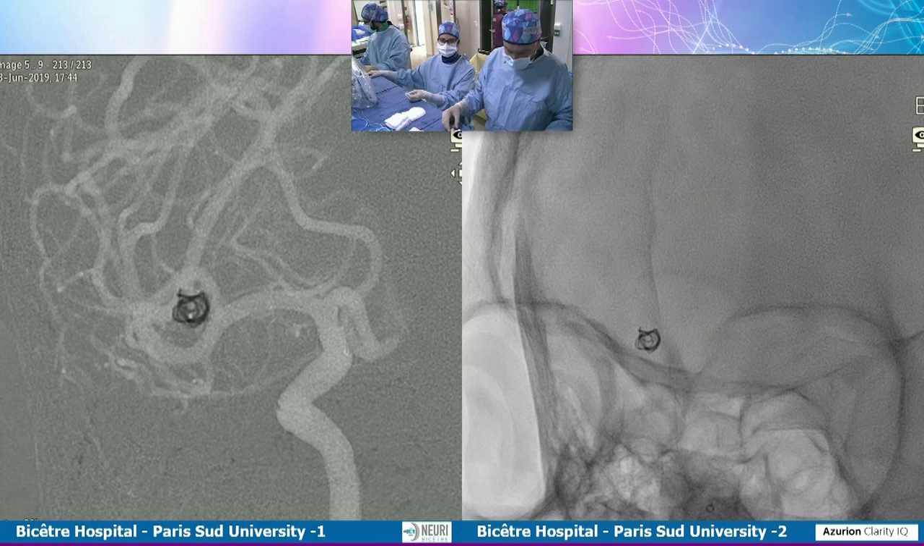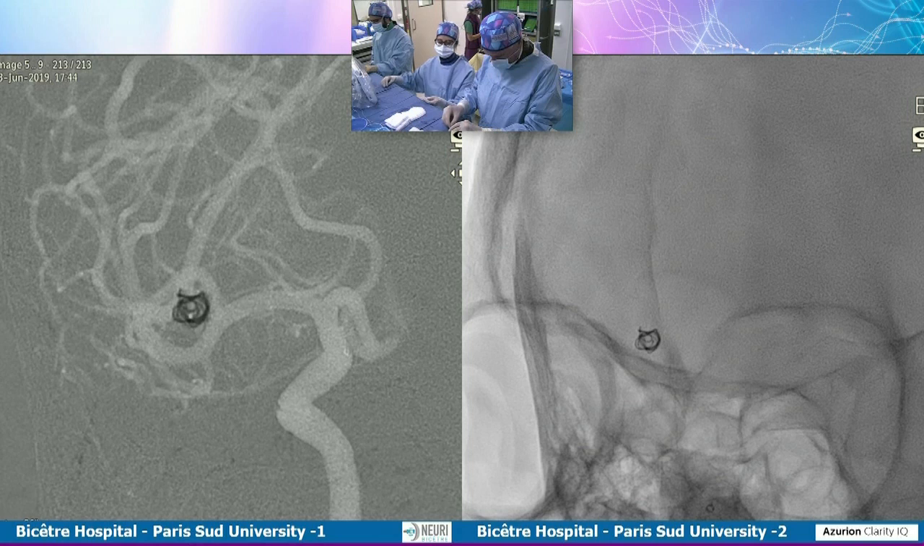Oh no, he removed the catheter. He removed the micro 4. So they just introduced the Phenom 27. So they will stay with only one coil.